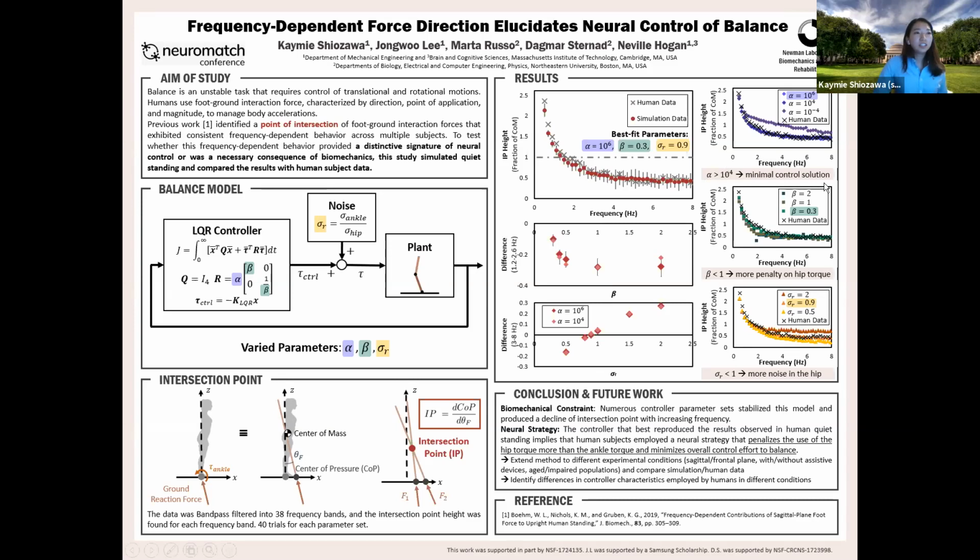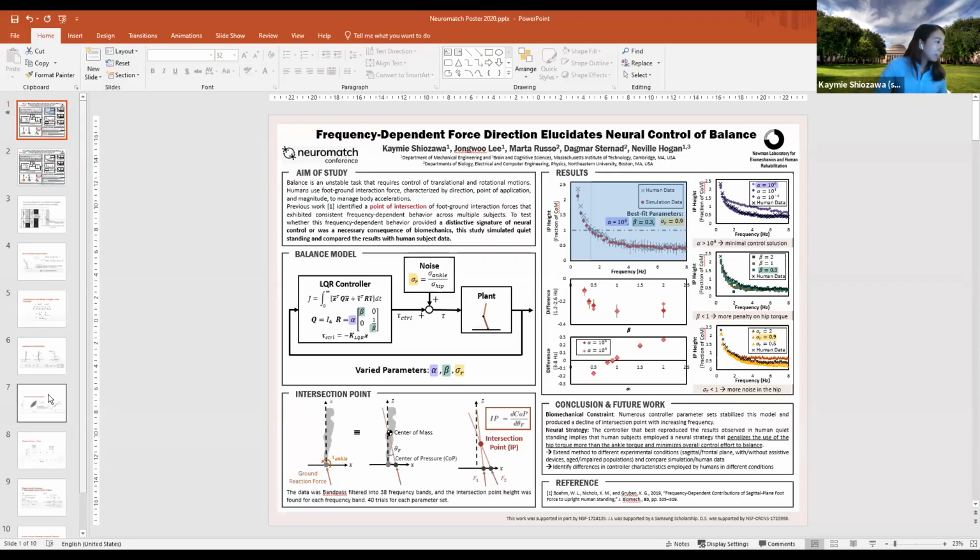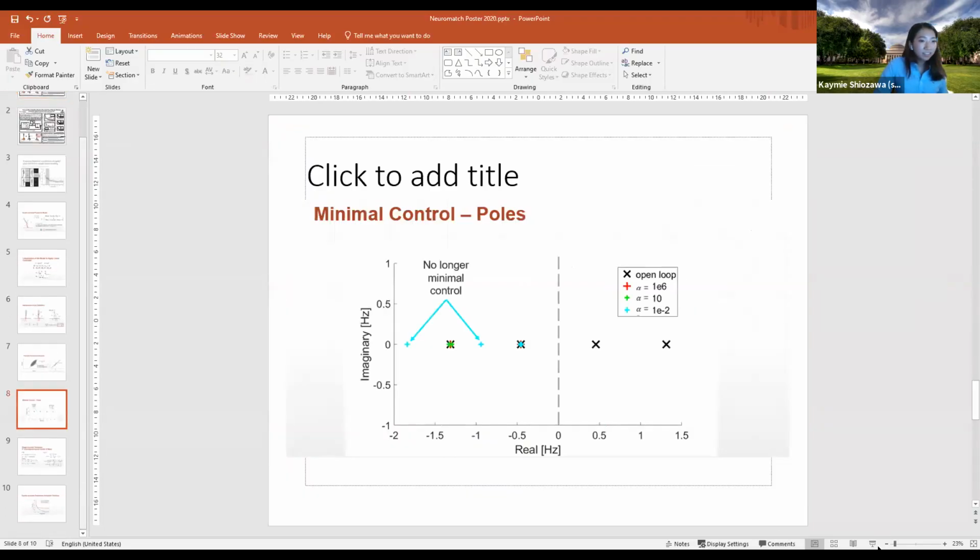Yes, so here, what Val is talking about is this minimal control solution that I found to be one of the best fit parameters. And this happens when alpha is greater than 10 to the fourth. I actually have a maybe useful slide here.